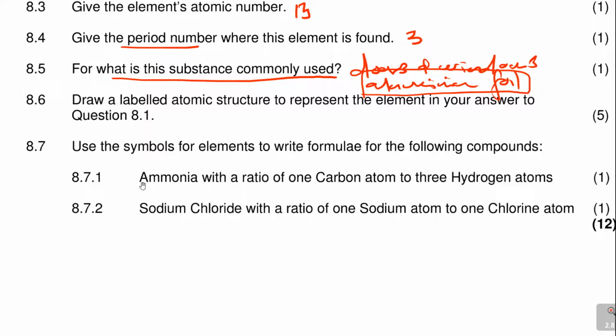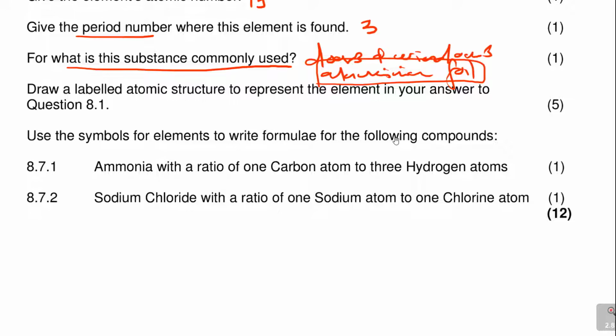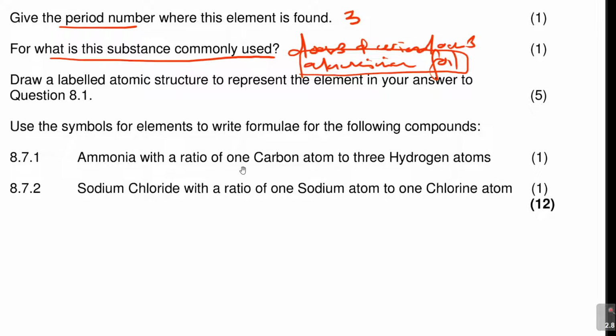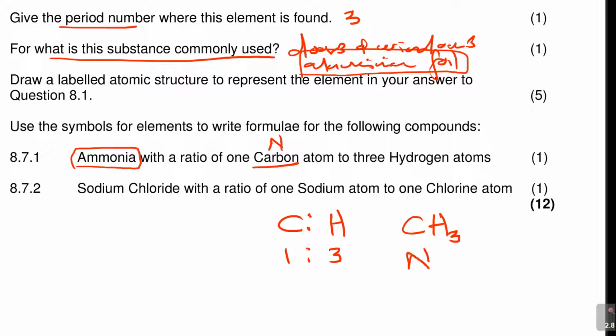Then it says use the symbols for the elements to write the formula of the following compounds. Ammonia with a ratio of 1 carbon atom to 3 hydrogen atoms. So carbon is to hydrogen, 1 is to 3. They say ammonia. Okay, I think they made an error. It's supposed to say nitrogen. Ammonia is made up of nitrogen, but anyway, carbon to 3, so this one becomes CH3. If it was ammonia, the actual one is supposed to be NH3. So they made an error.